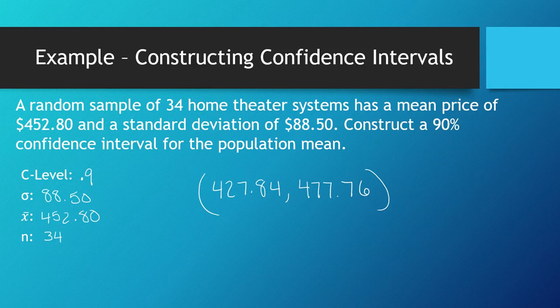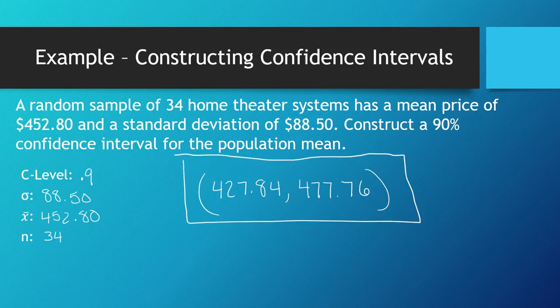So I took a sample. My sample mean is 452. So I am 90% confident that the actual mean, if I could actually find all of that data, is somewhere between these two numbers, somewhere between 427 and 477.